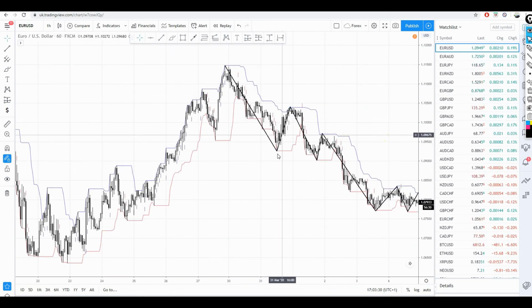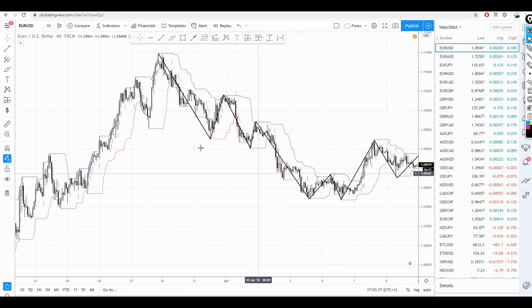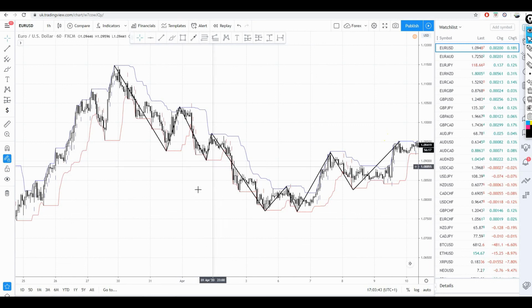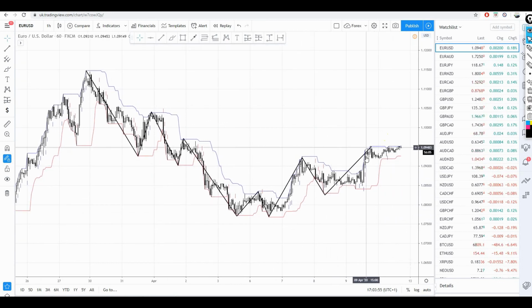So every time you have a break of the red line or a break of the blue line, it is a lower low or a higher high, quantitatively. And that is how you determine your lower lows and lower highs. So here we're in a downtrend: lower low, lower high, lower low, lower high, lower low, and then we consolidate for a bit, higher high, higher low, higher high, and now we're in an uptrend because we've had that break of our first higher high.